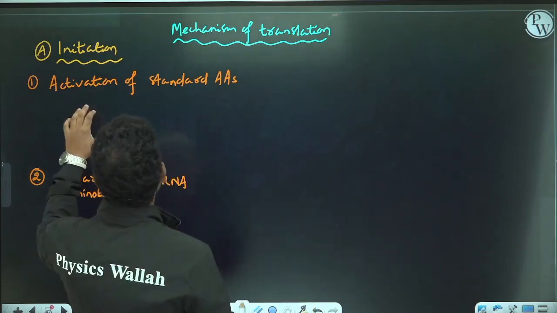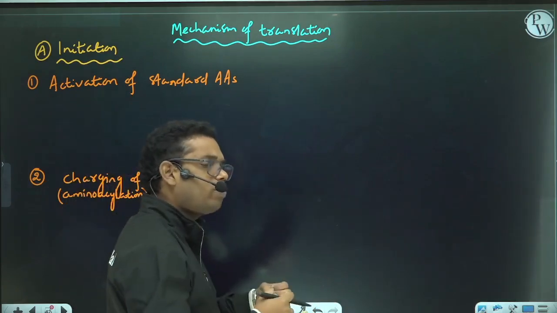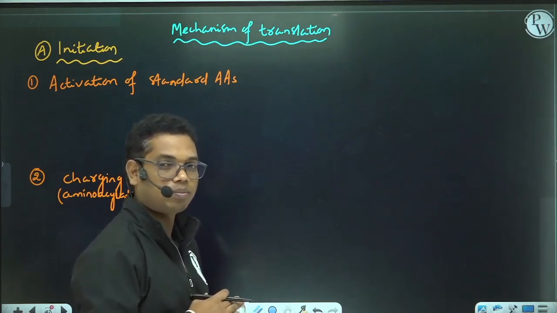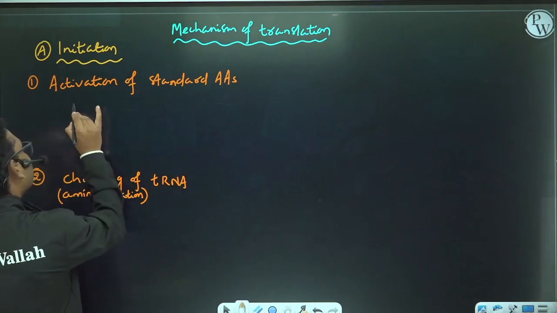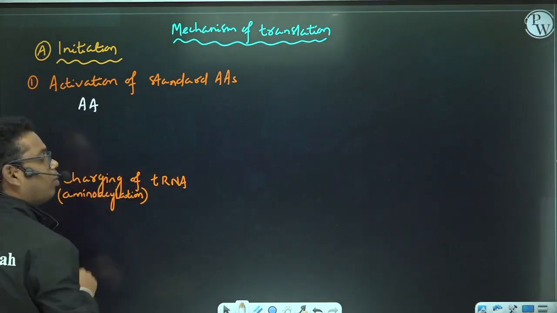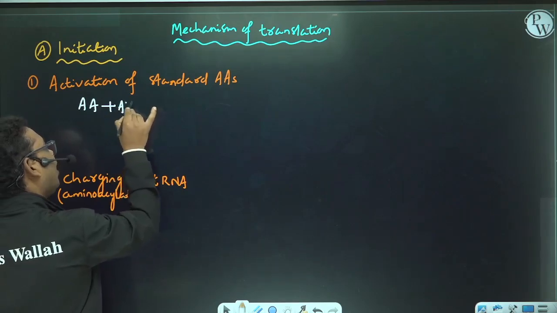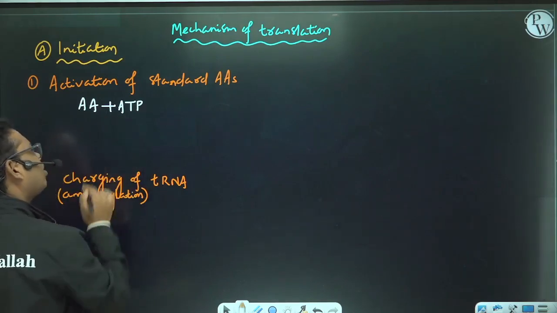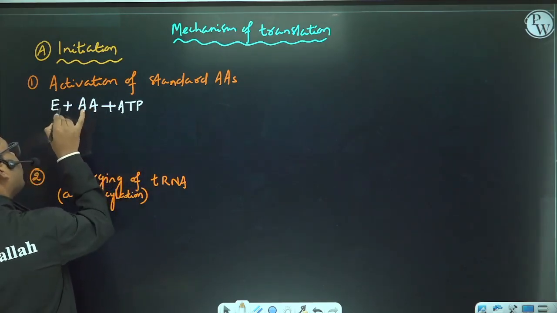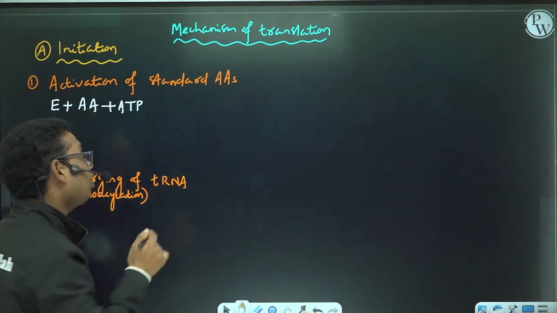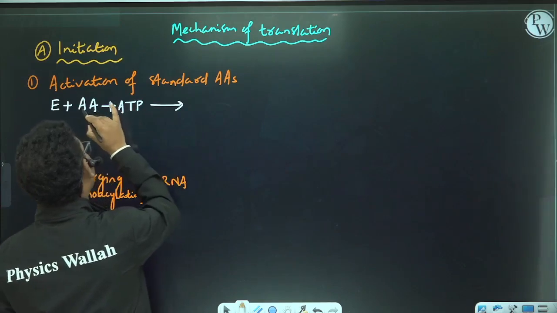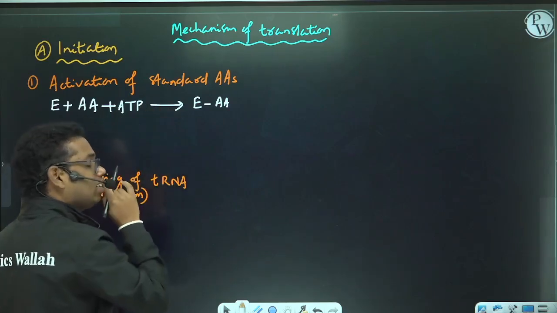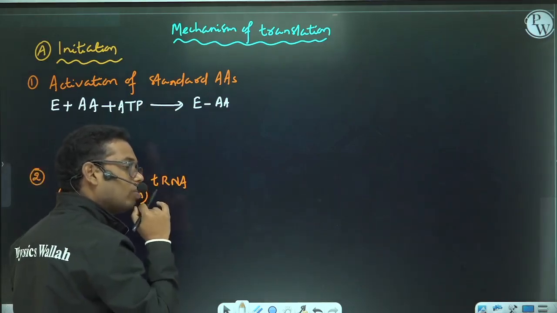Now, first of all, the standard amino acid should be activated. For activation, energy is required, and the energy is ATP. Okay, so suppose this is the standard amino acid. AA is amino acid, and this will use ATP. That means ATP will be used by some enzyme to activate the standard amino acid. E is for enzyme. Okay, now what is going to happen? This enzyme will bind with this amino acid, and it will also bind with the ATP, and the ATP will be hydrolyzed.